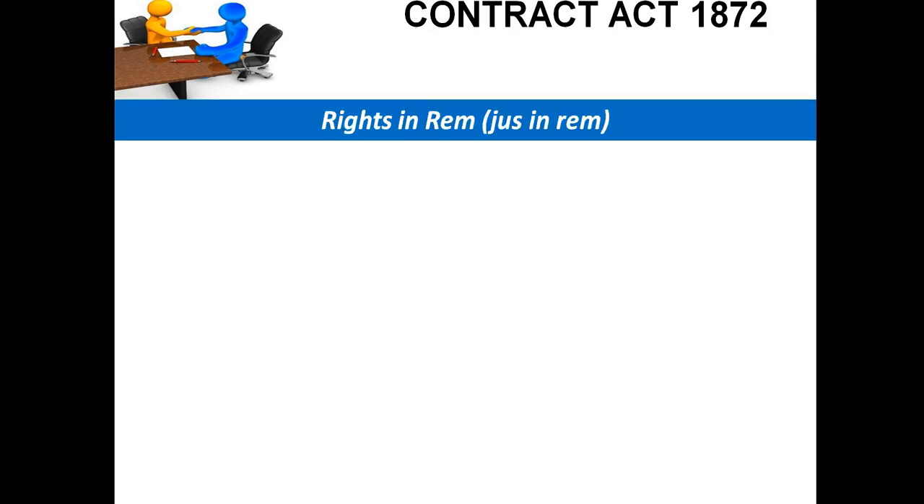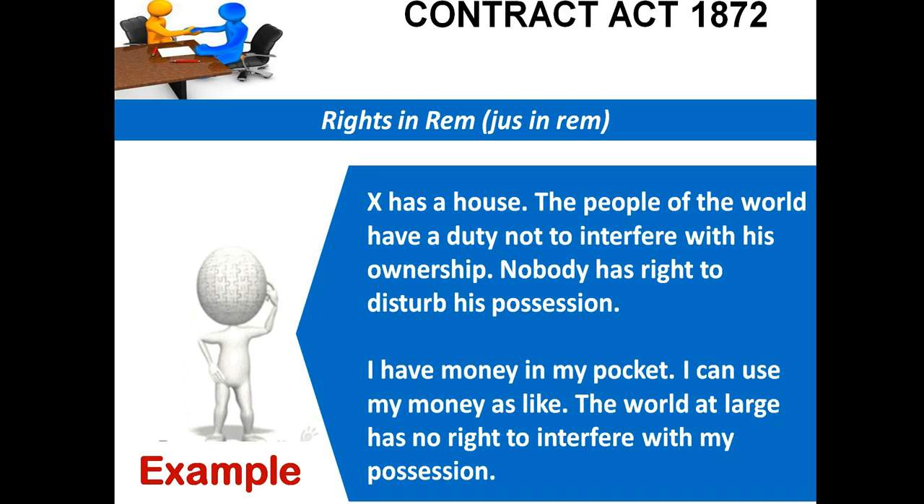We can take the example of it. Here are two examples. First one is, suppose X has a house. Then the people of the world have a duty not to interfere with his ownership right of his house. Nobody has the right to disturb his possession. And second example, if you have money in your pocket, you can use your money as you like. The world at large has no right to interfere with your possession. This is rights in rem, or you can say jus in rem.